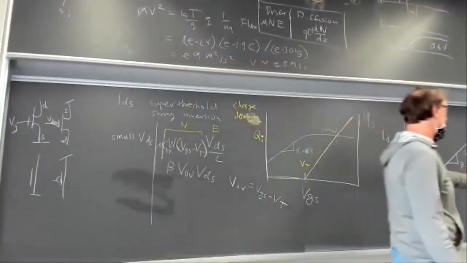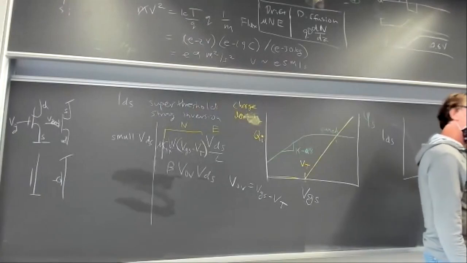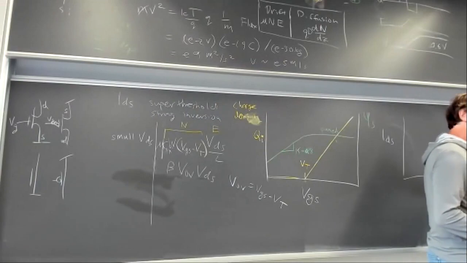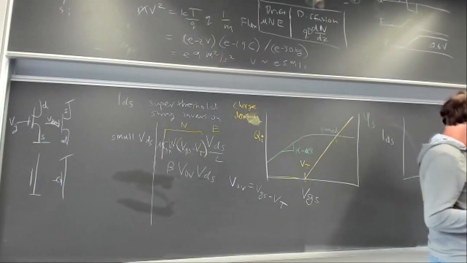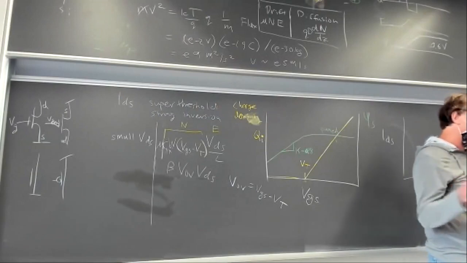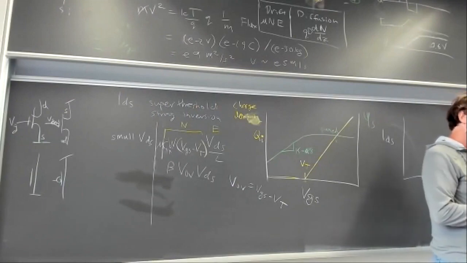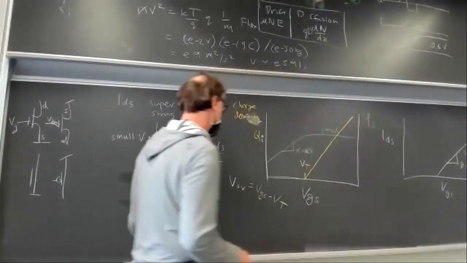Why is there a 1 over L here? Now it's designed for... Remember, it's VDS divided by L. It's a voltage divided by distance equal to electric field, right? That's why there's a 1 over L. The bigger the electric field, the bigger the current, right? Okay, this is drift current. That's the first experiment.